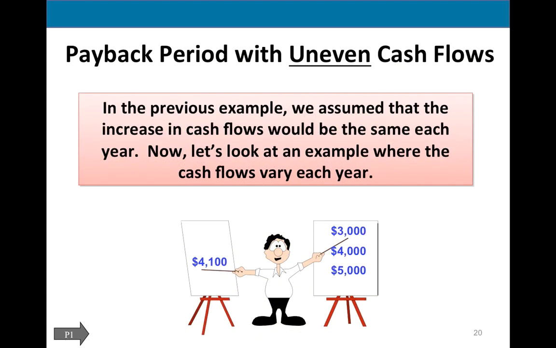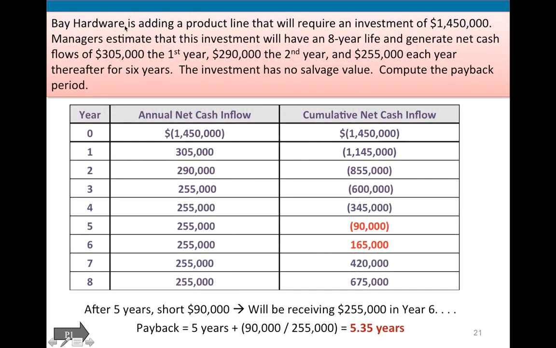Now, what if I have uneven cash flows? It gets a little bit more complicated if every year the cash flow is different. Let's look at the example. Bay Hardware is adding a product line that requires an investment of $1,450,000. So this is cash outflow. I have to spend this money.